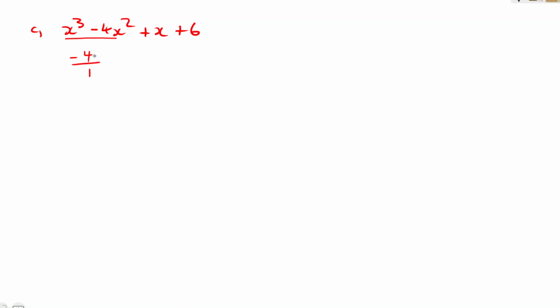Let me switch off my phone because it's making noise. If you look at the coefficient of x to the power of 3, it's 1. Looking at the last two terms, 6 and 1, the ratio gives you 6 here and negative 4 there. You can see that negative 4 and 6 are not the same, so you cannot use factorization by grouping. That means you have to use another method, which they call the synthetic division method. This is how the method works.